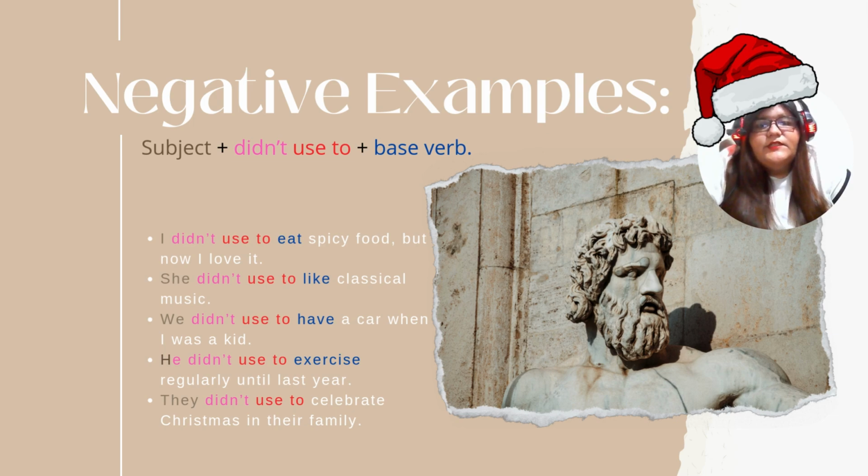Then we have here the negative examples. We have the subject plus didn't, plus used to plus the verb in its base form. I didn't used to eat spicy food, but now I love it. She didn't used to like classical music. We didn't used to have a car when I was a kid. He didn't used to exercise regularly until last year.